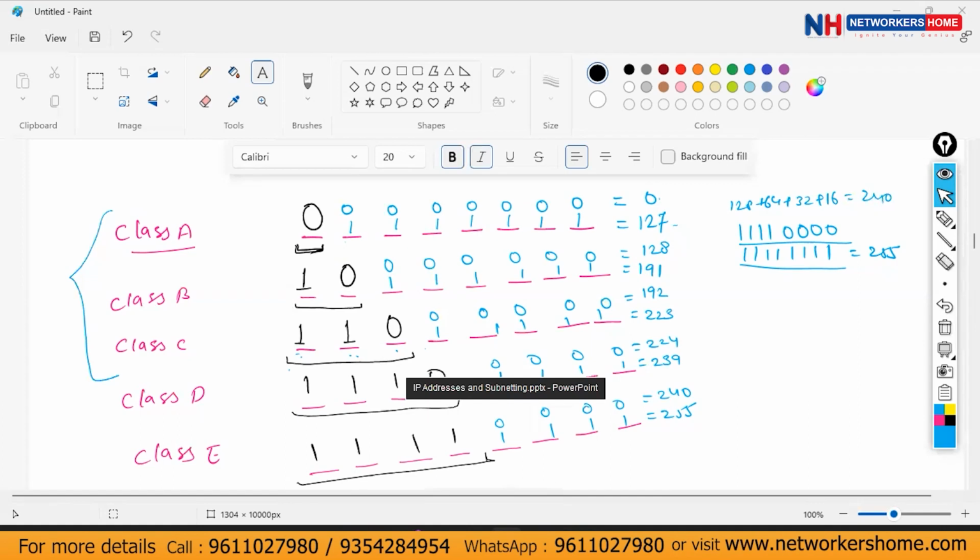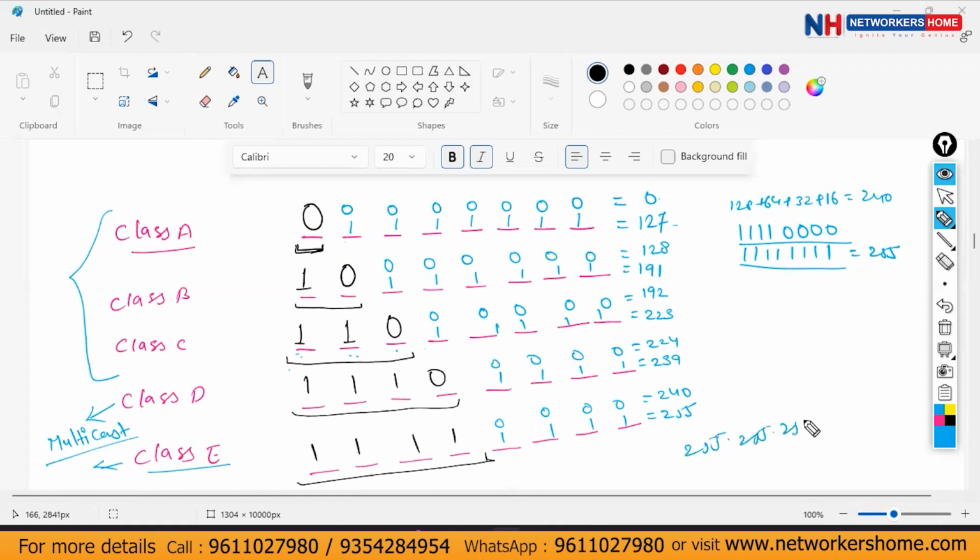Now see, why don't we use class D and class E? Class D is reserved for multicast, one-to-many communication. And class E is reserved for scientific purpose and future use. It is not used. Like the last address, 255.255.255.255, it is the universal broadcast address. So these two classes you cannot assign.